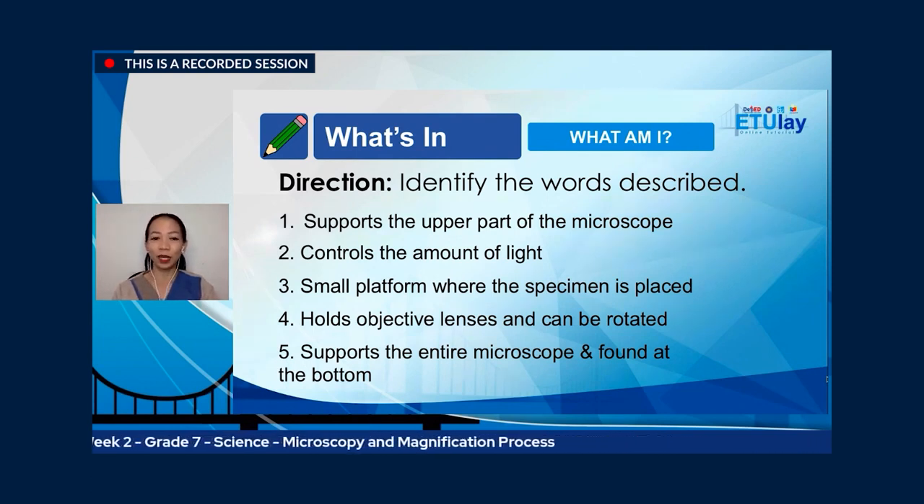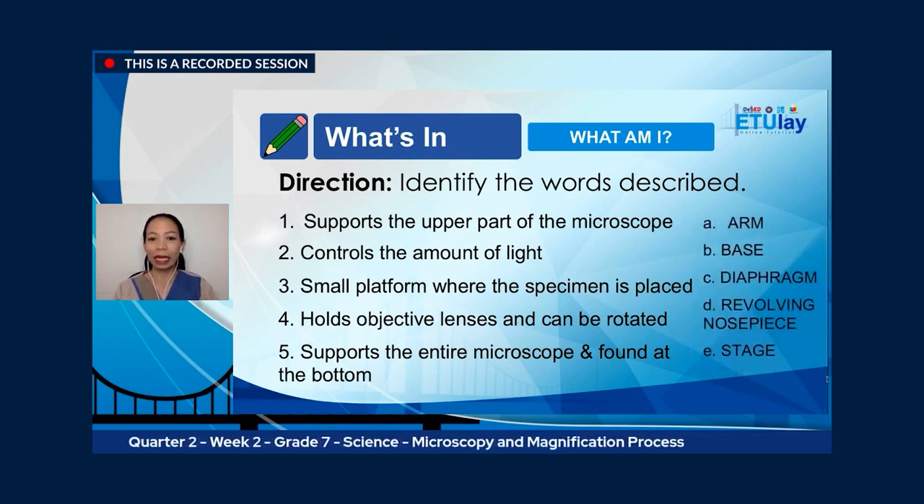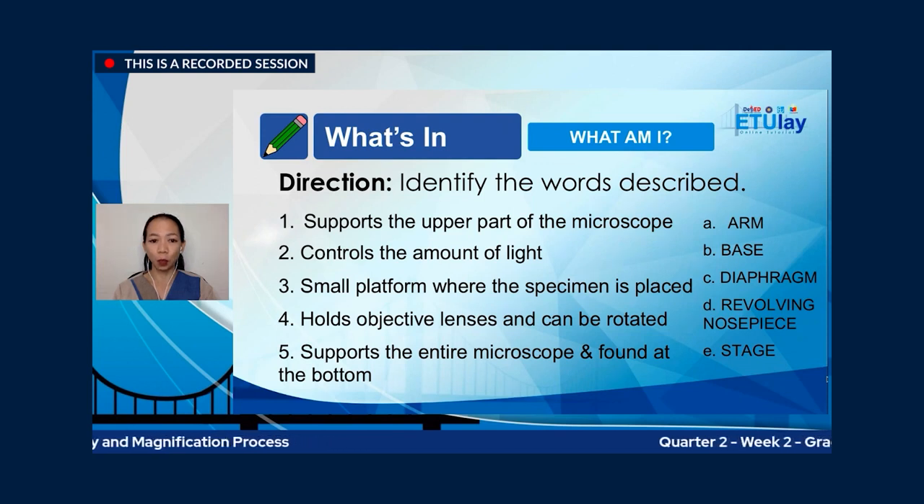Let us continue learning then. Here's another 5 items for you to see what parts of the microscope are being described. You have 5 items and the choices are on the right. Identify the words described. Number 1, supports the upper part of the microscope.